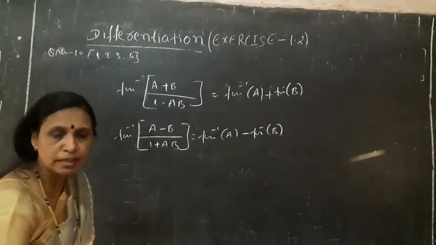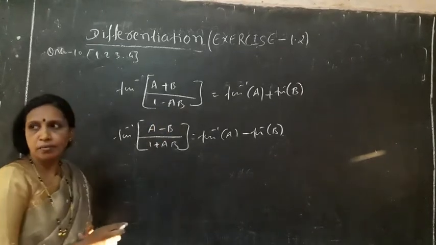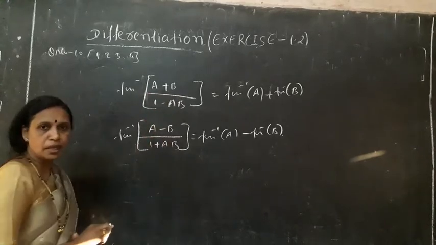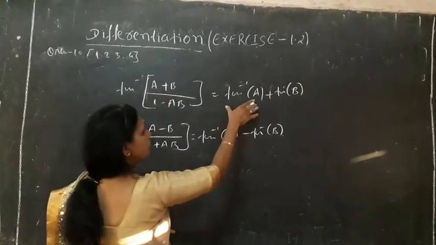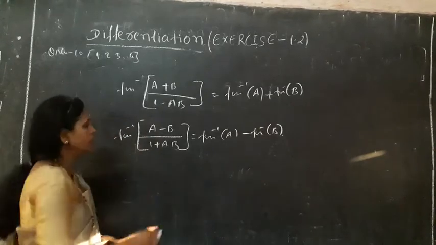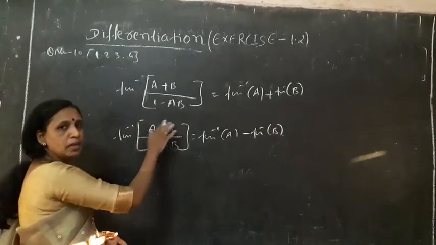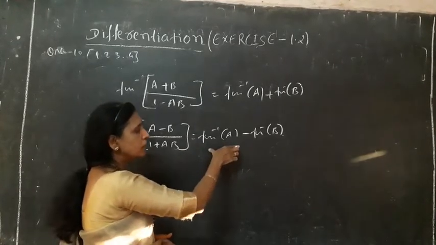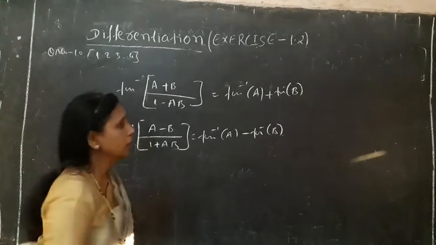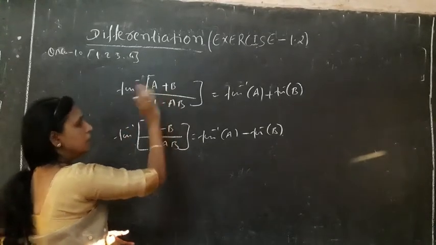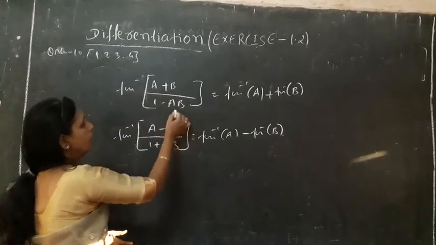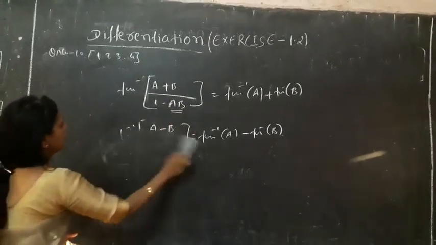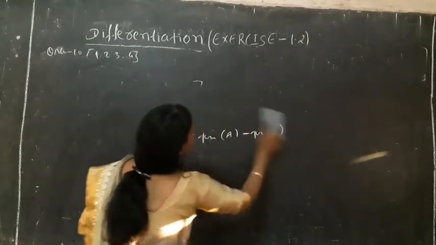Before going to solve these examples, let us revise the formula: tan inverse of (a plus b) divided by (1 minus ab) equals tan inverse of a plus tan inverse of b. And second one, tan inverse of (a minus b) divided by (1 plus ab) equals tan inverse a minus tan inverse b. See here, the sum or difference must be equal to the numerator and the product must be equal to this ab. Okay, let us solve the examples one by one.